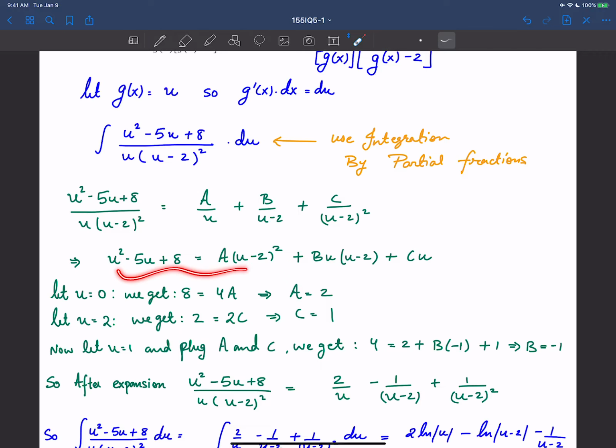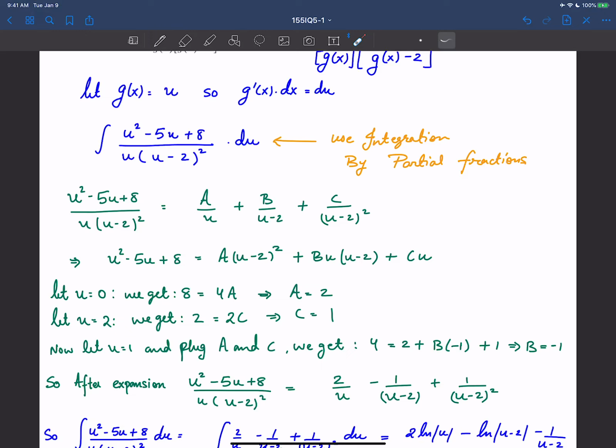We got this expression. So this equation must hold for all u. Now all I've got to do is find some unique values so that I can identify what those A, B, C's are. So I know if I plug in u equals 0, because of having a u here and a u here, these factors will go away, and I'll only have an A, which I can isolate. So when you plug in 0 into that expression, you just get 8 on the left side.